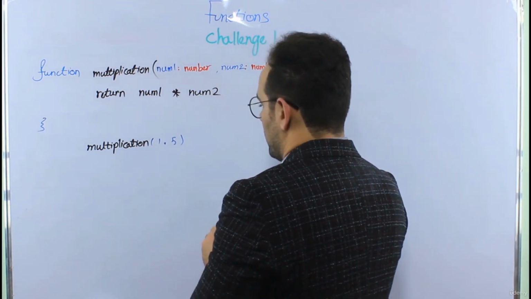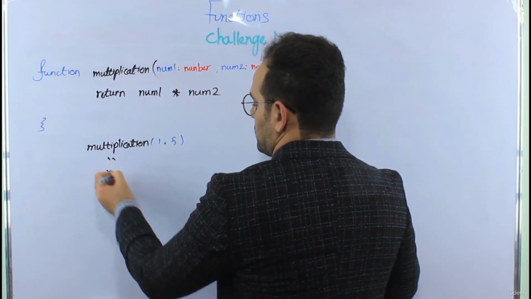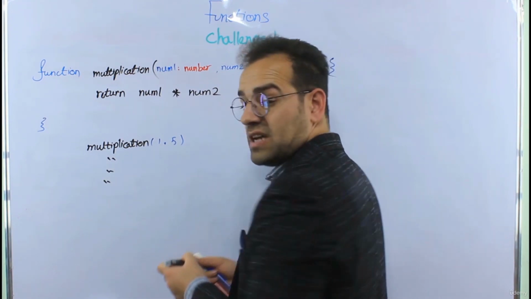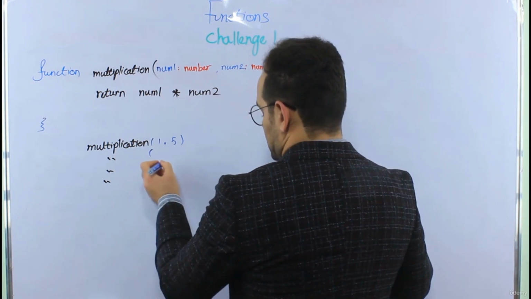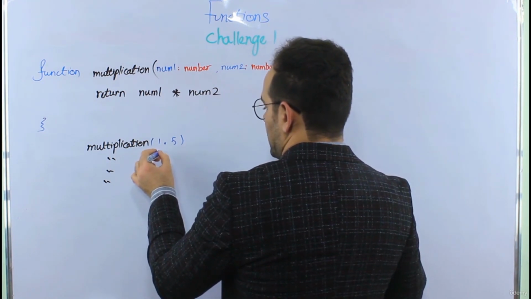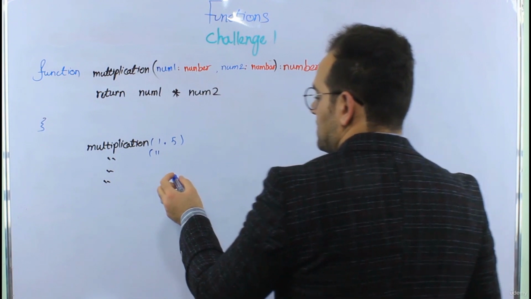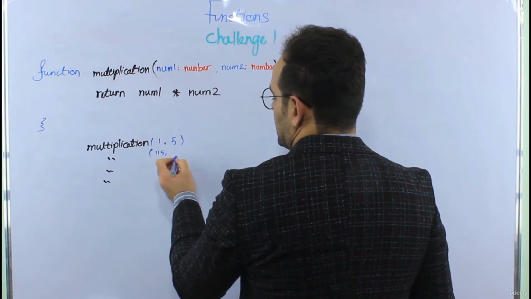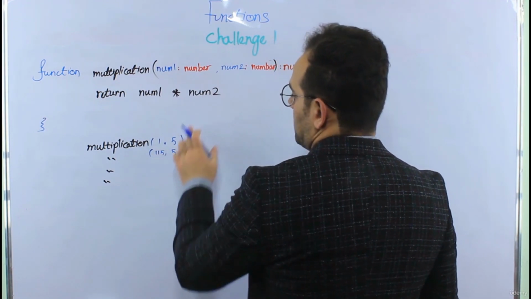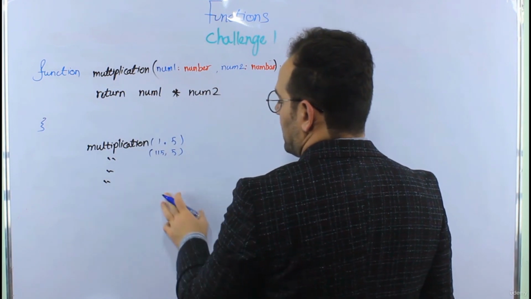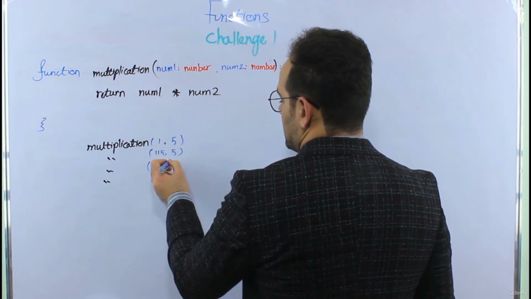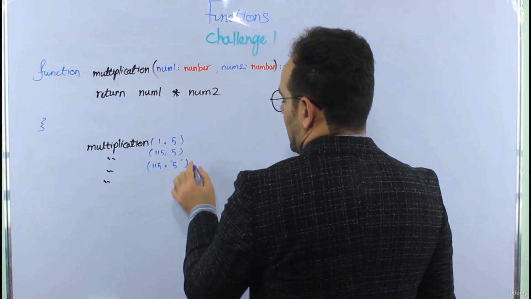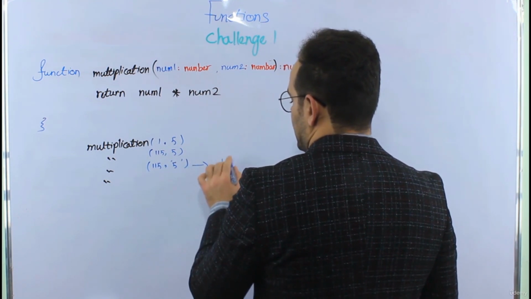For the second one, what I could do is I could just say this one like that. So 3 more times I'm going to call the function. The second time it's going to be 115 and 5. This is going to be like 115 times 5. And the third one is going to be 115 times string of 5. And this is going to throw a type error.